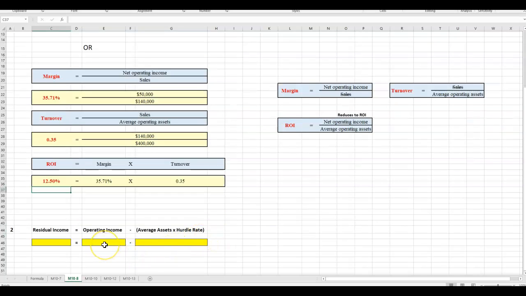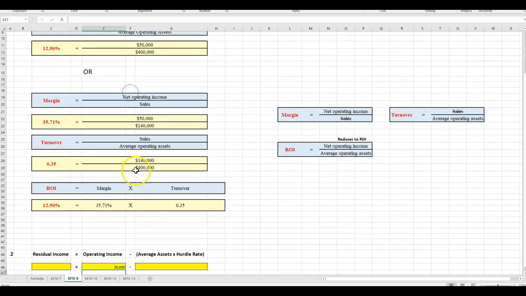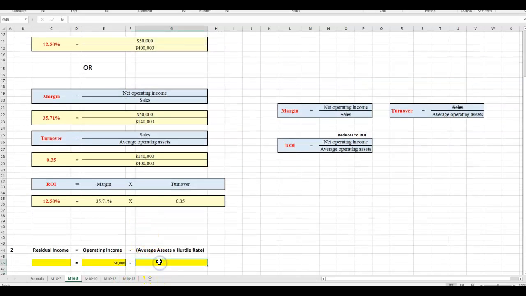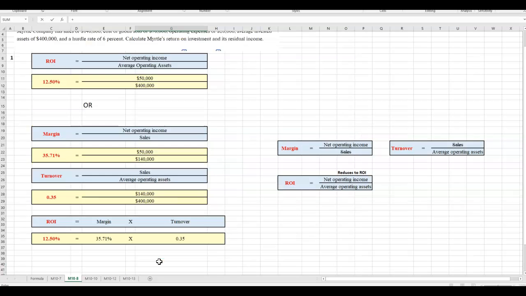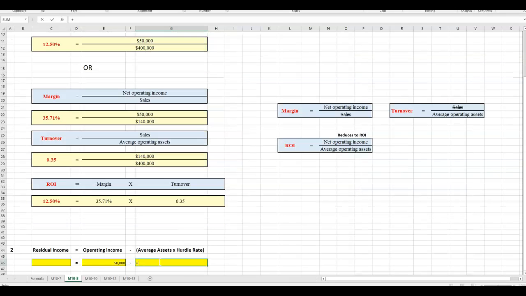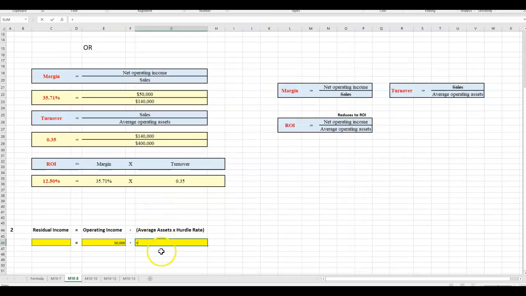Residual income here is that operating income that we calculated before, the 50,000, I don't want to calculate it again, minus the average assets, which is 400,000, times the hurdle rate of 6%, or 24,000. My residual income is my operating income minus my hurdle rate income. So 26,000.